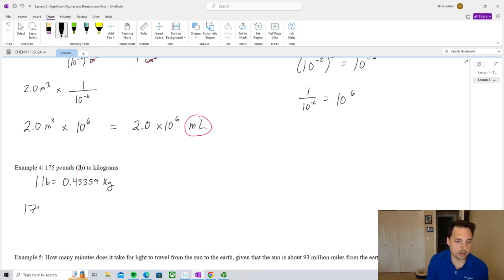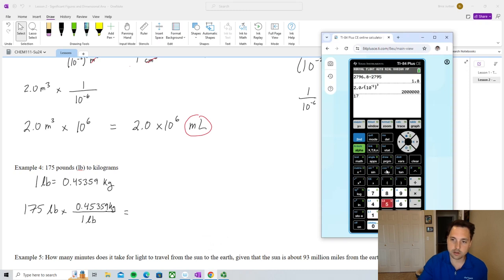Okay, so we can take 175 pounds. I'll use this curly L here so I know I'm talking about an L. And then here, well, we want to put the 1 pound on the bottom, because we want to cancel out that unit. And then on the top, it's just the value that's written here. And this one, I'm going to use my calculator. And we're going to get 79.37825.